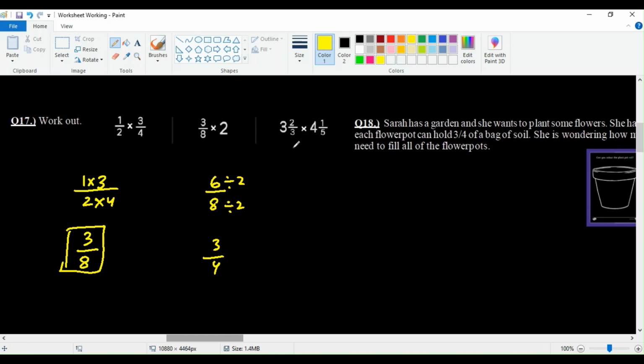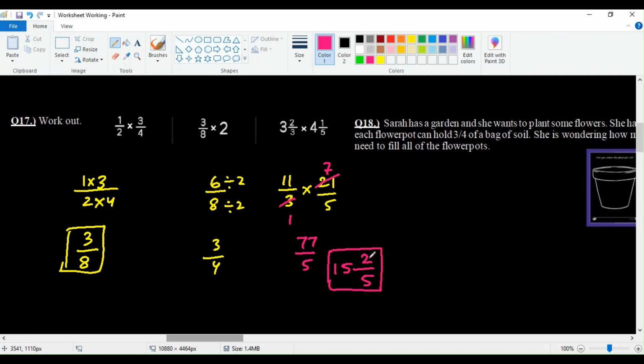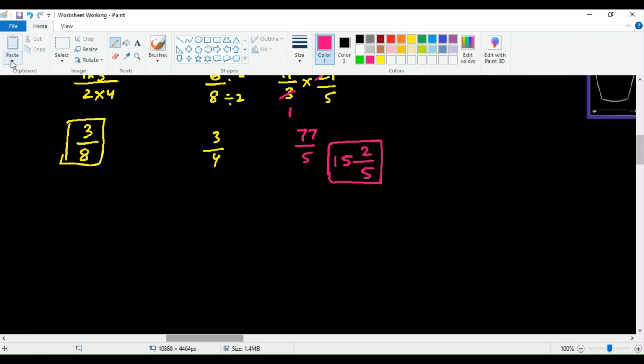When it comes to this third part, 3 times 3 is 9, and this gives us 11 over 3 multiplied by 21 over 5. That means if I simplify over here itself, 3 times 1 is 3, and 3 times 7 is 21. So it's going to be 77 over 5. So 77 over 5 is going to give us 15 times 5 is 75, and 2 remainder will come here. Now I'll bring this a little down so that you can see clearly.